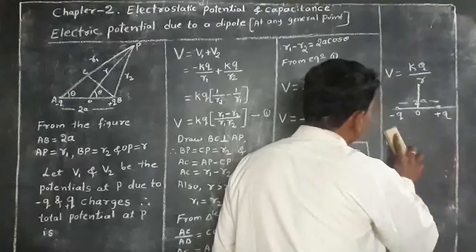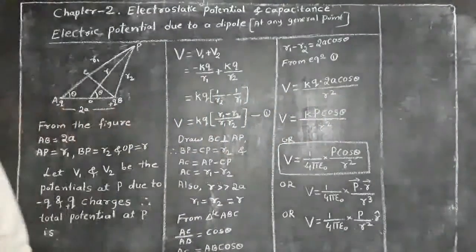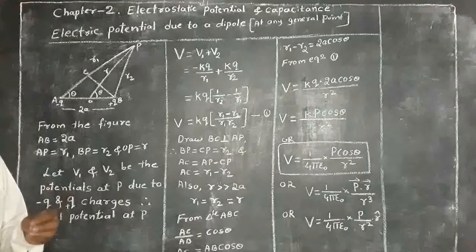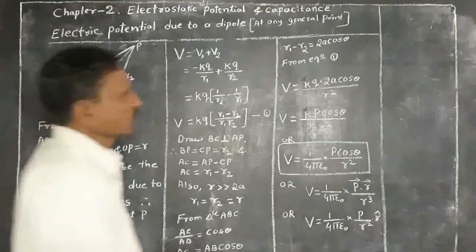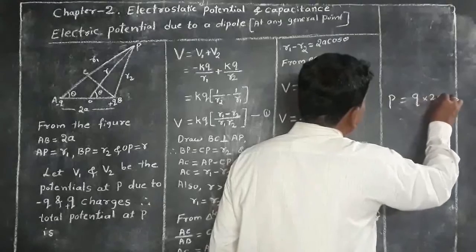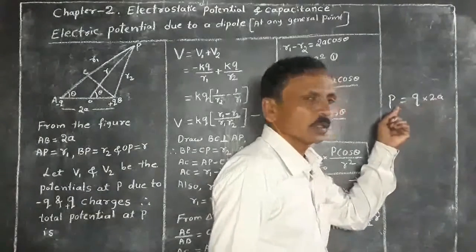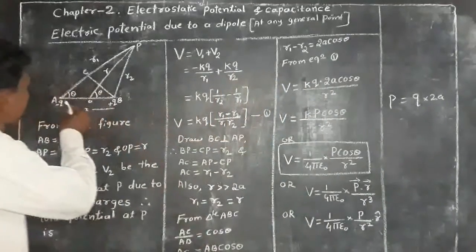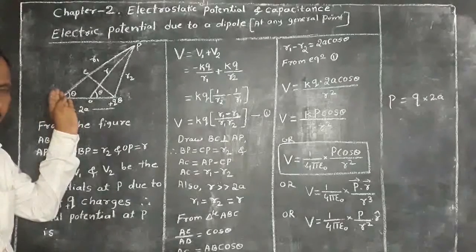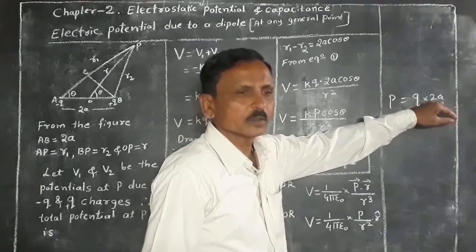The total charge on a dipole is equal to 0, because minus q plus q, the total charge, is equal to 0. But it has a dipole moment given by P equal to q into dipole length, charge into dipole length. The product of either of the charges and the dipole length is called the dipole moment P, and the dipole moment is defined as the product of either of the charges and the dipole length.